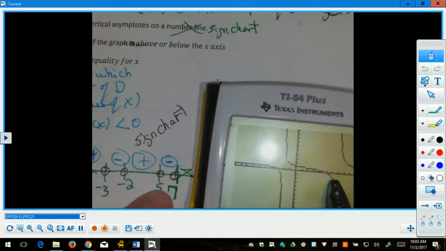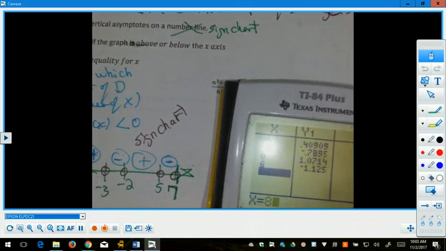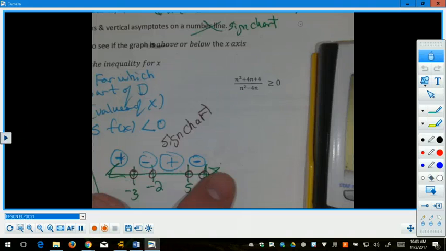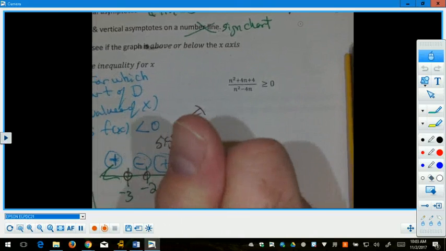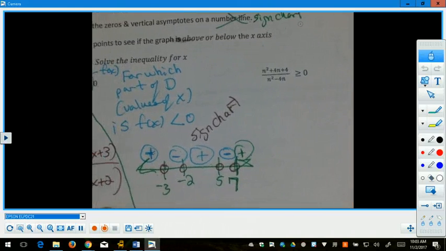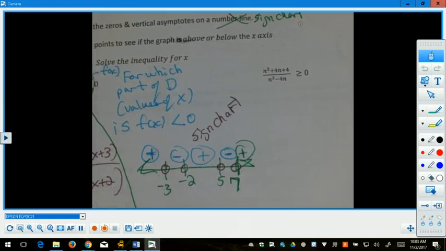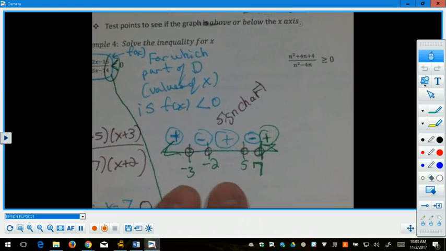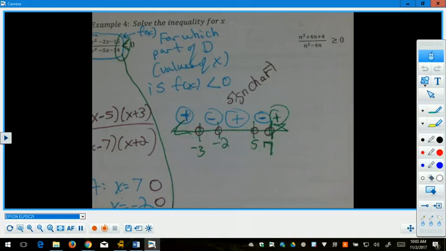To the right of 5, it's below. To the right, and then to the right of 7, oh, I didn't do that. Whoops. Got to do an 8 because I have to go to the right of 7. It's positive again. So those are my intervals, and these are x values. 2 of them were zeros, 2 of them were vertical asymptotes.